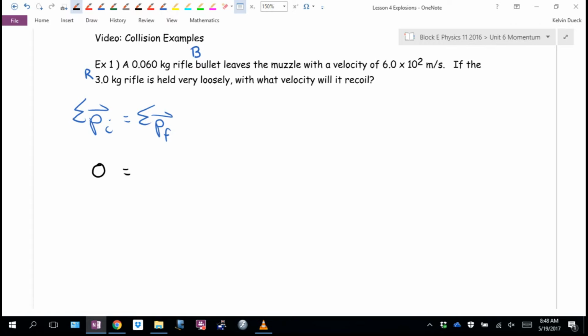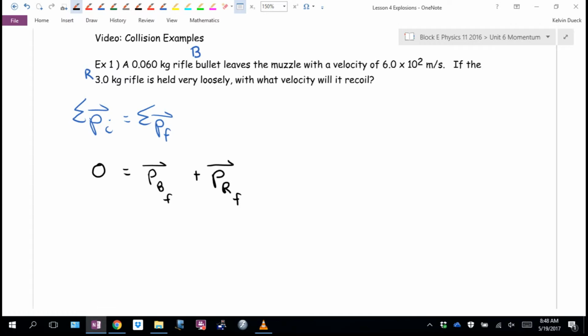Bang! We pull the trigger. After we pull the trigger, what's moving? The rifle, the bullet, both, or neither? I think both. Stuck together or separate? I think separate. Yes? So we're going to have the momentum of the bullet final and the momentum of the rifle final. One of those will be positive, one of those will be negative, and that way they can still add to 0. I don't have a gain or a loss of momentum. Okay.